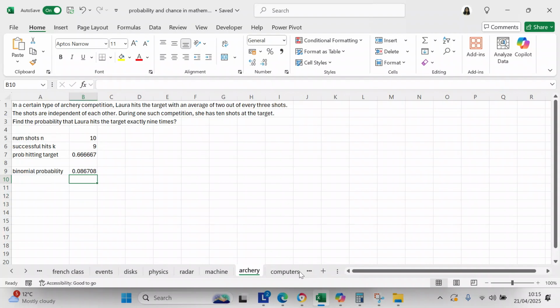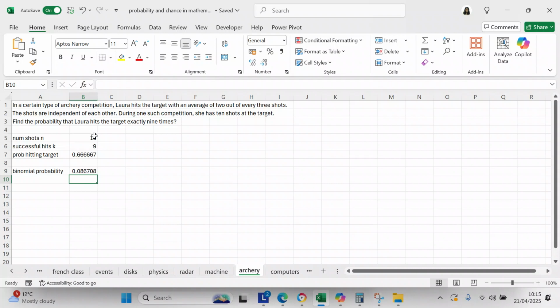So now we have a question about archery. In a certain type of archery competition, Laura hits the target with an average of 2 out of every 3 shots. The shots are independent of each other. During one such competition, she has 10 shots at the target. Find the probability that Laura hits the target exactly 9 times.